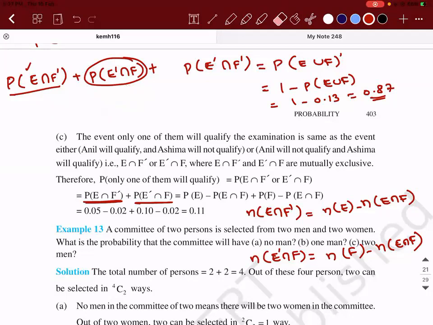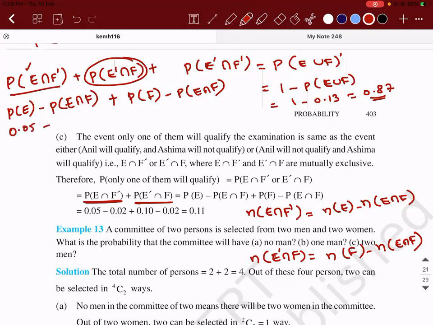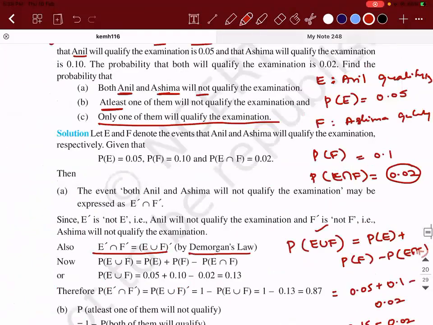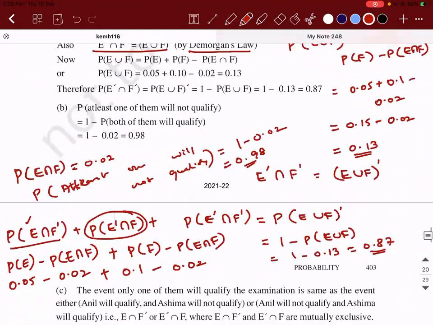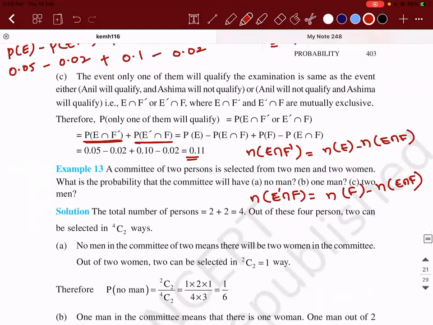Very good. Then, if I divide by the sample space on both sides, can I write the probability of E intersection F dash as the probability of E minus the probability of E intersection F, plus the probability of F minus the probability of E intersection F? Now, the probability of E is 0.05 minus 0.02, plus the probability of F is 0.1 minus 0.02. Solve this, you will get the answer as 0.11. It is a very, very good problem. So practice it again. I'm assuming that you guys understood.